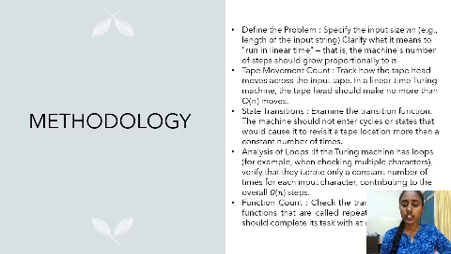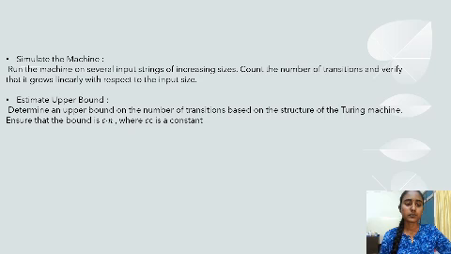Function count. Here, check the transition table for any functions that are called repeatedly. Each function should complete its task within at most big O of n steps. Simulate the machine. Run the machine on several input strings of increasing sizes. Count the number of transitions and verify that it grows linearly with respect to the input size.